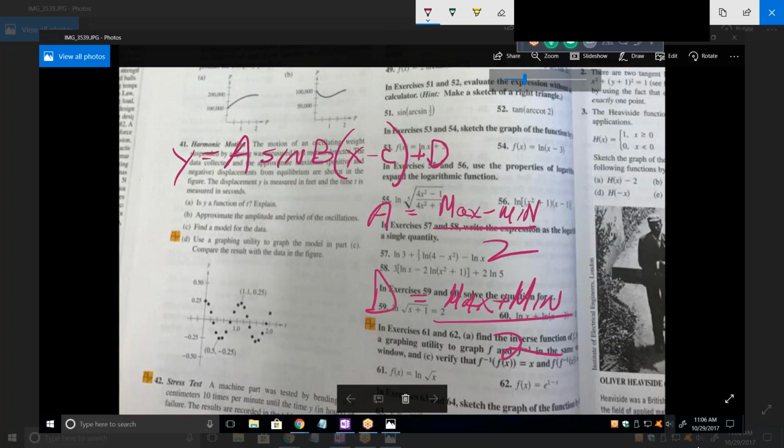Okay? So we know this much. The maximum minus the minimum is 0.25. Man, they just don't want to. Oh, no, they did make it easy. Excuse me. It's 0.25 minus a minus 0.25. That's 0.5 divided by 2. That's 0.25. A is 0.25.